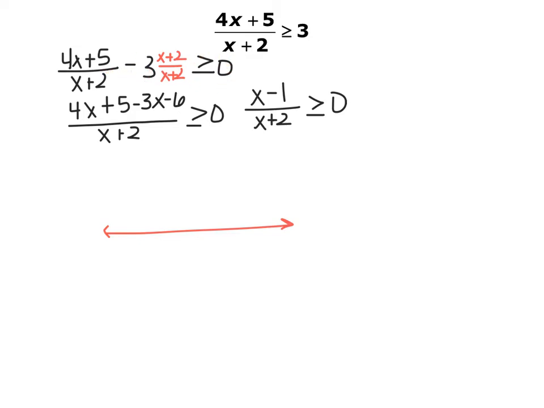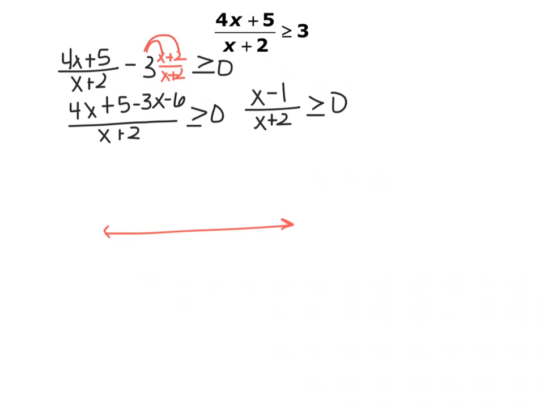And then I need a common denominator, so I multiplied this by x plus 2 over x plus 2. So my common denominator was x plus 2. Make sure you distribute this negative 3 to both the x and the 2, so you end up with negative 3x minus 6. And that simplifies down to x minus 1 over x plus 2.